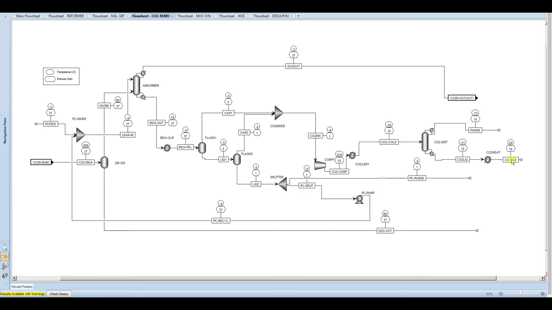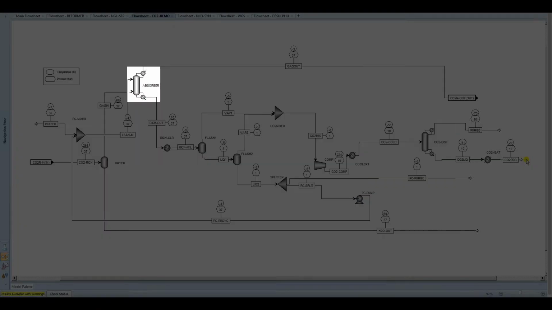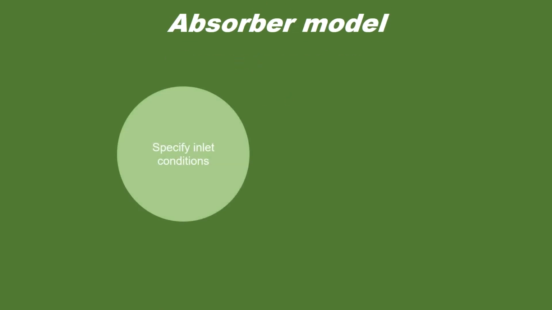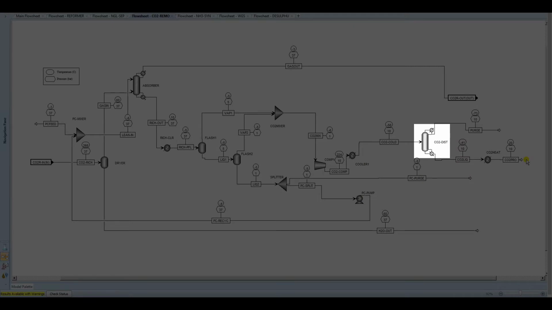The bottom product is 93 tons per hour of 99.9% CO2, which is an 80% recovery of CO2 from the feedstock. This is then heated to 20 degrees Celsius for ease of transportation and storage. We model the absorber using RadFrac to specify the inlet stages and remove the condenser and reboiler from the column. The cryogenic distillation column is modeled using DSTWU with UNIFAC as the local thermodynamic model.